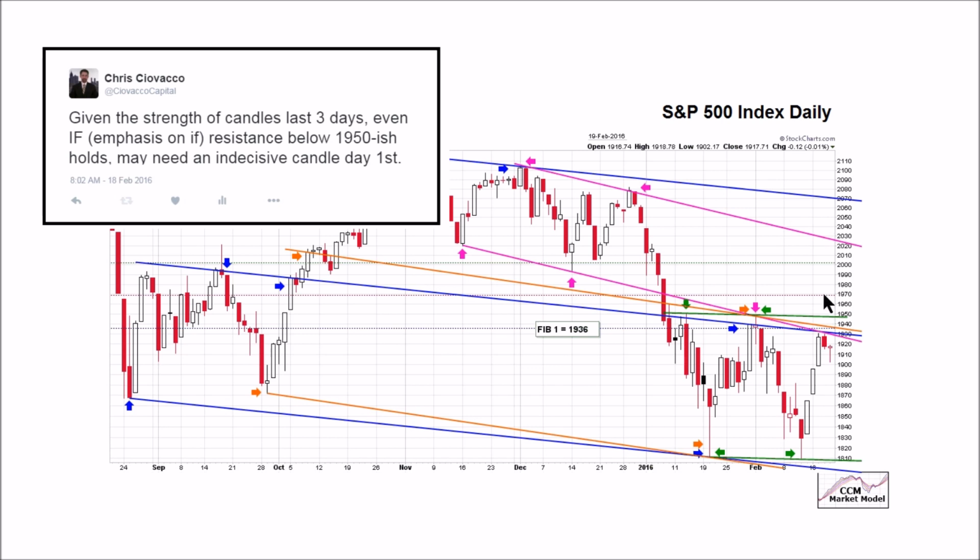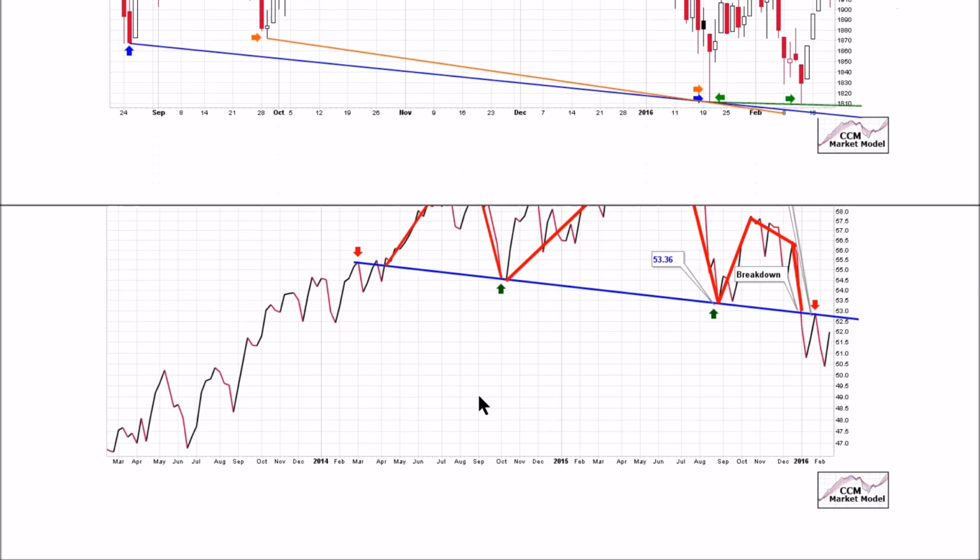However, the higher that we get above 1940 to 1950, the math would start to improve, and if we can get to this side, it improves the probability of potentially testing one of these higher trend lines here or some of the Fibonacci levels that we'll cover elsewhere in this video.